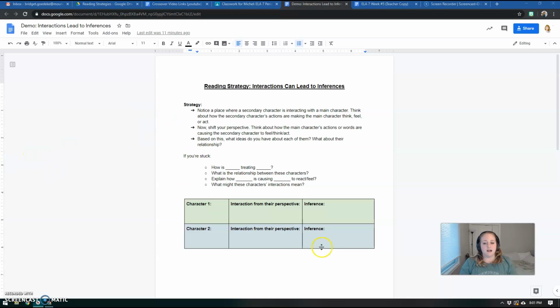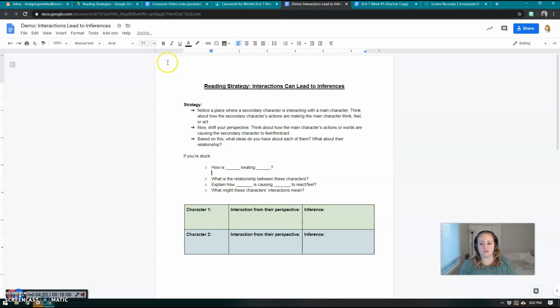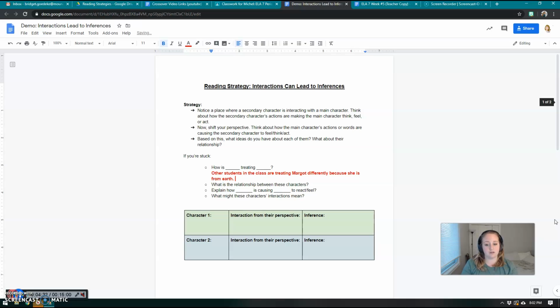So I am going to try looking at this from different perspectives. I'm going to use some of these guiding questions here in order to answer this. We'll make my writing red so we can see it. So how is blank treating blank? How are the kids treating Margot? So the other students in the class are treating Margot differently because she is from Earth.